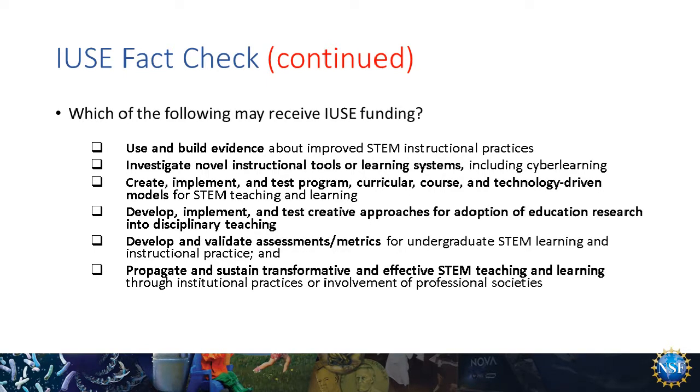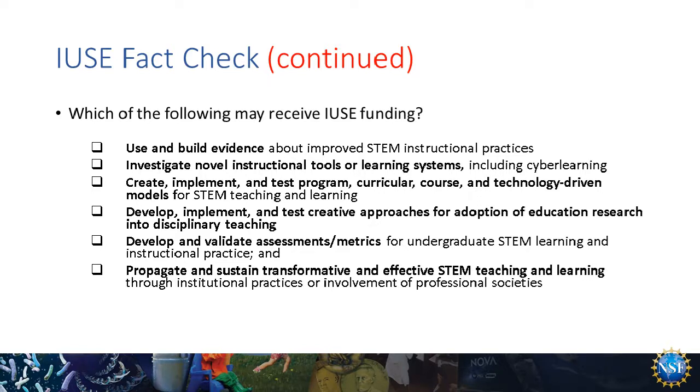Here's a multiple choice one. This is our last fact check. See if you can get this right. Which of the following may receive IUSE funding? Well, let's see. Using and building evidence about improving STEM instructional practices. Is that an idea that can be supported in IUSE? The investigation of novel instructional tools or learning systems, including cyber learning. A project that would create, implement, and test program, curricular, course, and technology-driven models. Would that qualify?